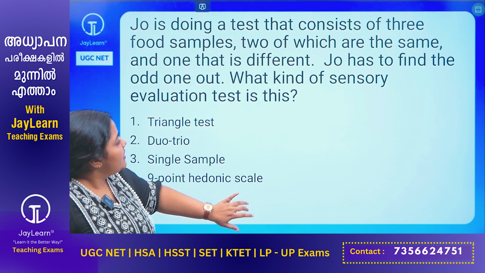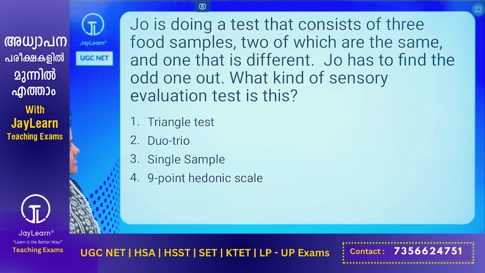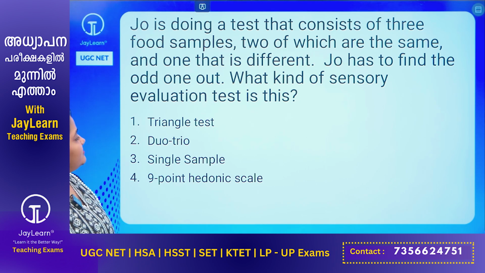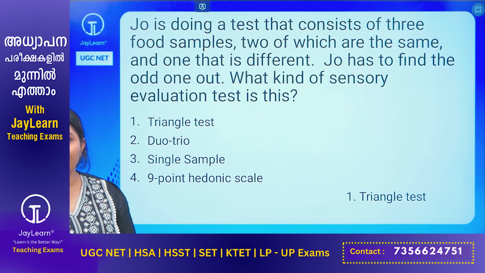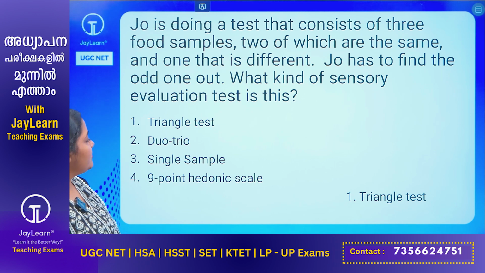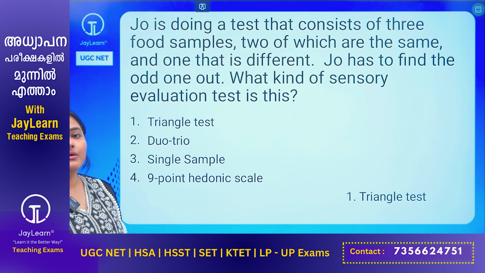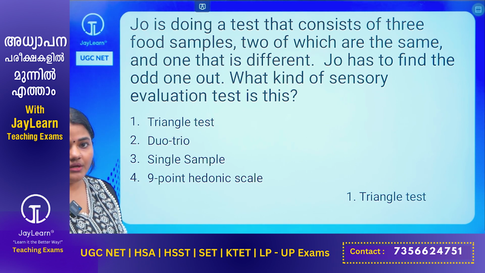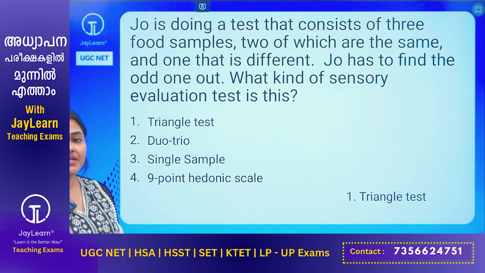Okay. Next question is, Joe is doing a test that consists of 3 food samples, 2 of which are the same and 1 that is different. Joe has to find the odd one out. What kind of sensory evaluation test is that? Which is the triangle test. You can get confused with triangle test and duo trio, but in both there are 3 samples, 1 odd one out and 2 similar ones. In triangle test, what we need to find is the odd one out, while in duo trio, 1 is given as the reference and the panel member has to find out which is closer or similar to the reference one.